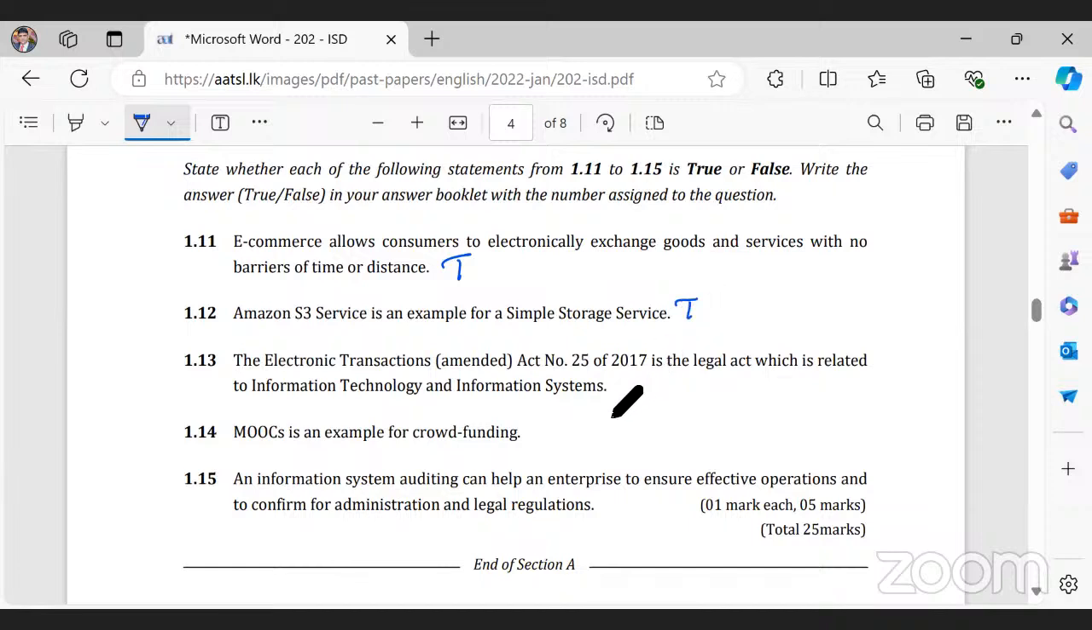The Electronic Transaction Amendment Act number 25, 2017 is the legal act which is related to information technology and information systems. Electronic transaction is actually related to electronic transactions, not information technology. This is false.